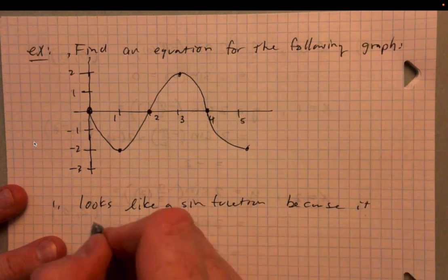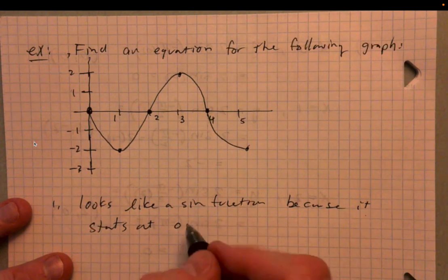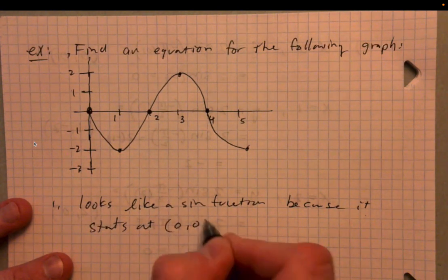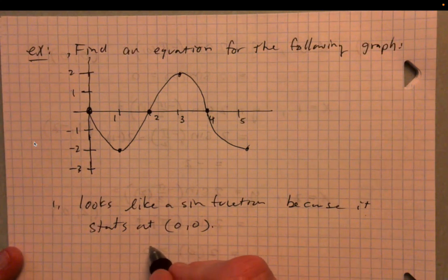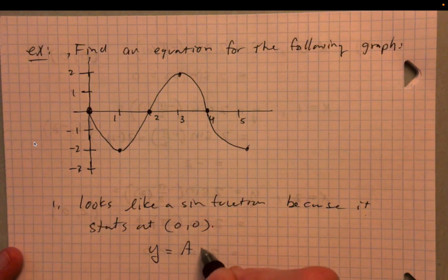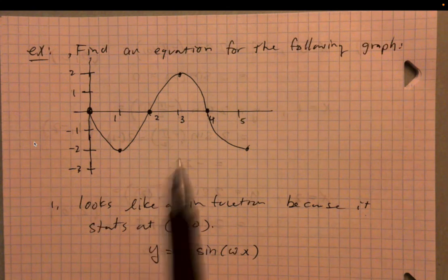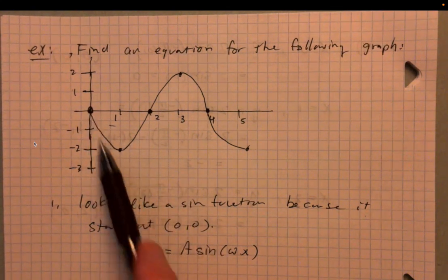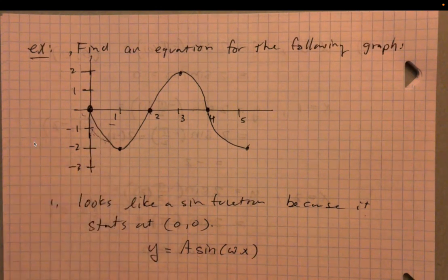Because it starts at 0, it has a value of 0 at 0. Right, so that tells us that we're dealing with y equals a sine of omega x. Now something to notice here is that it does flip downward. It does drop down instead of going up. So that means our amplitude is negative, or possibly the argument omega is negative, since sine is odd.